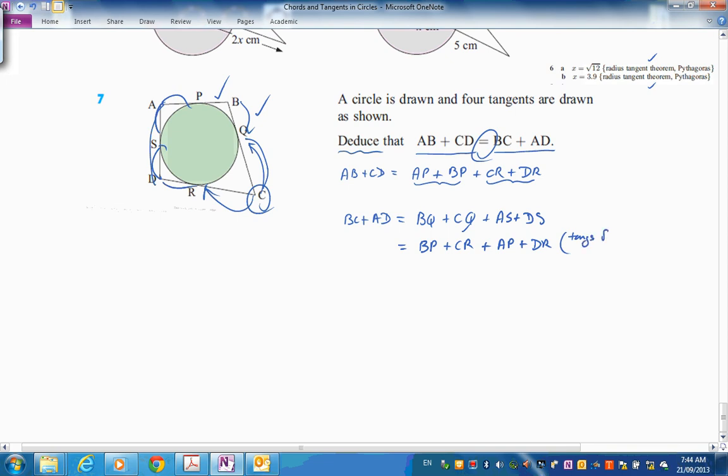tangents from common point theorem, something like that, are equal in length. That all four of those have been replaced under the same theorem. So let's reorganise it. Put AP in front, then BP, and then CR, and then DR. Uh-oh, can you see it? It's the same as that. Equals AB plus CD, and in brackets as required. That's what we like.